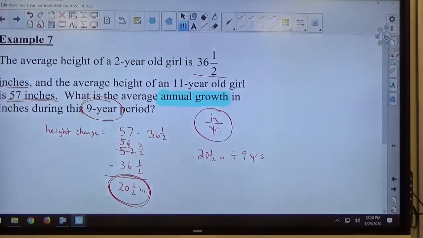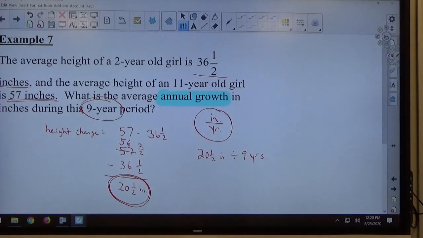Again, divided by creates a over situation, right? So inches divided by years, inches over years. So that's going to create the correct unit I'm looking for. And the numerical aspect of that is 20.5 divided by 9. So again, it's a mixed number divided by a whole number. And again, anytime there's mixed numbers or fractions involved in a problem, it's best to make everything a fraction.